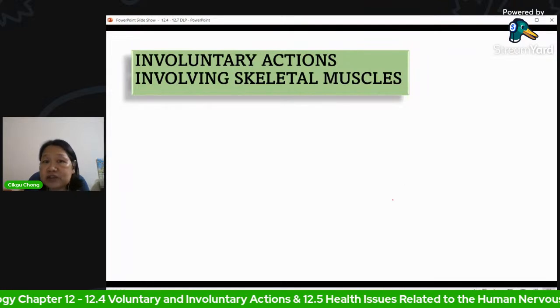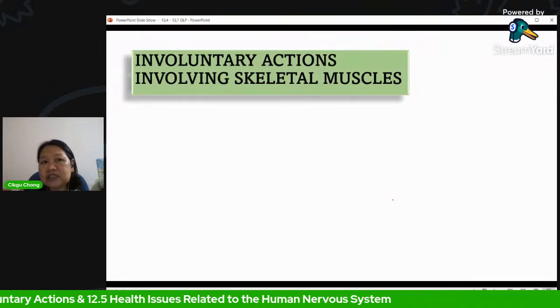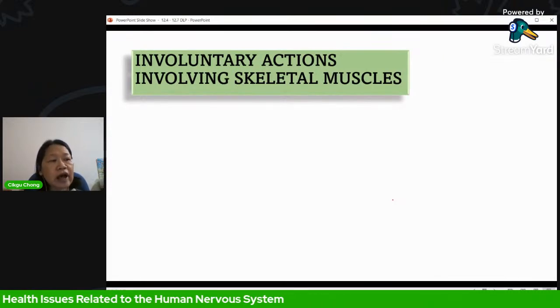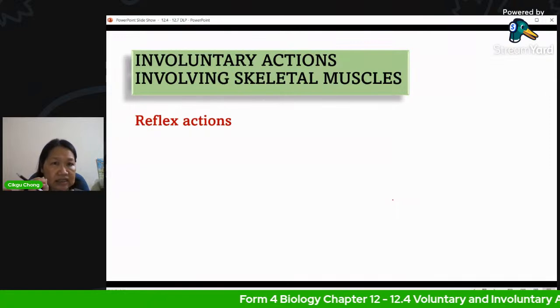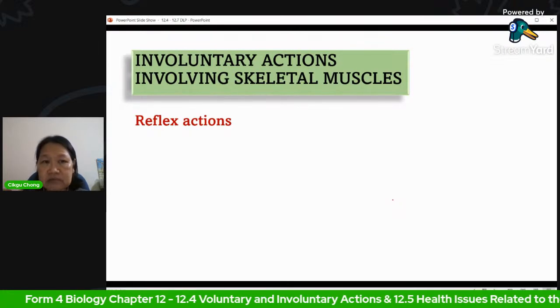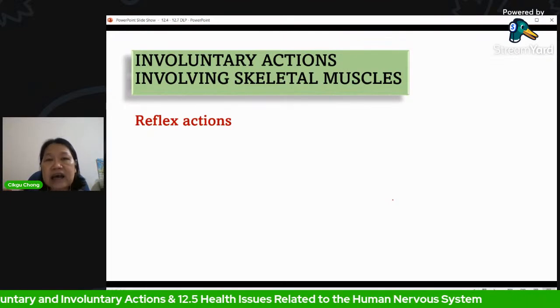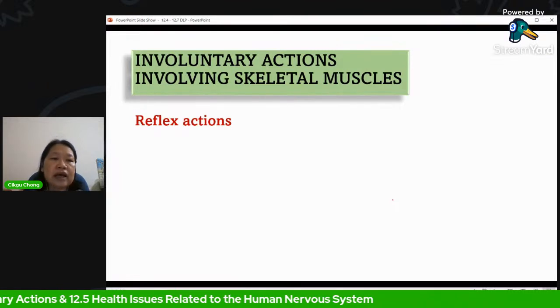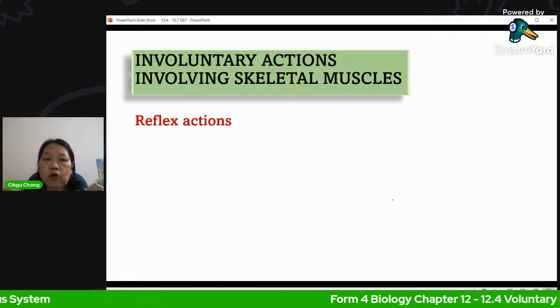Okay, now let's look at involuntary action involving skeletal muscles. An example of involuntary actions that involve skeletal muscles is your hand being pulled back when you touch something hot or something painful. This is a special type of action which we call reflex action. Reflex action is a special type because it happens fast and it's more for protection, and it does not need to be learned. Everybody is born with reflexes, even a baby. When you're born as a baby, you already have the reflex.